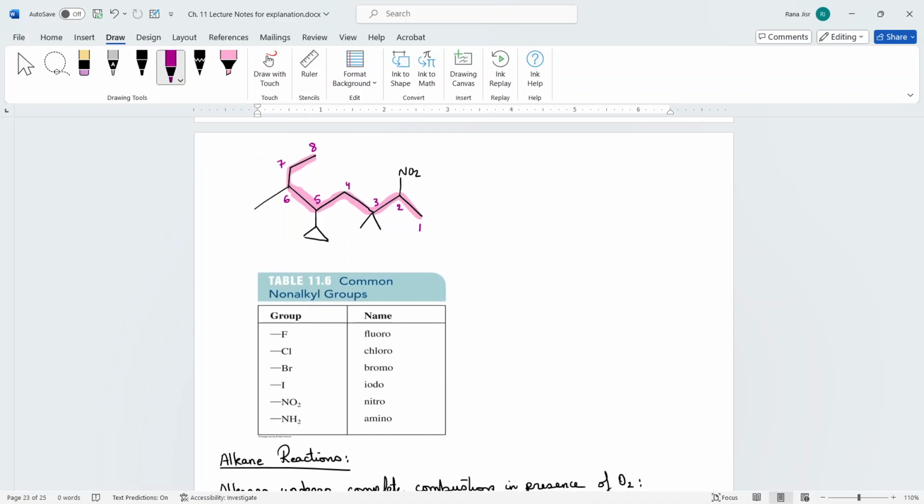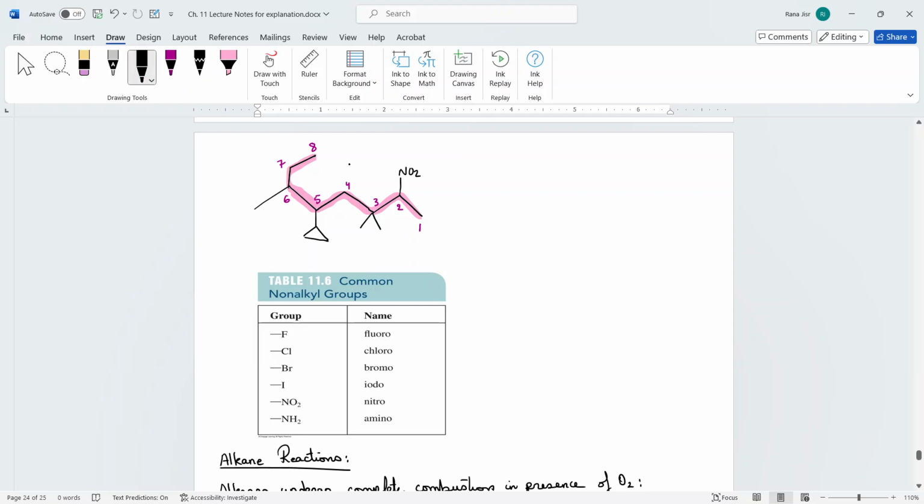This is the table that I was talking about that has the names for all of these substituents. So NO2, we're going to name it as a nitro. If I had an NH2, I'm going to name it as an amino. And this one, you can have it in the exam as well. On eCampus, there is a table. In that table, it has all the information that you need. You can simply print that and bring it to the exam.